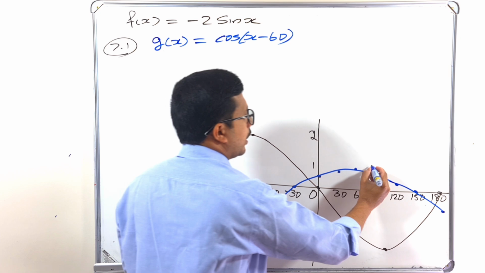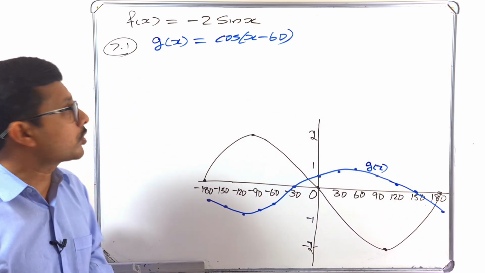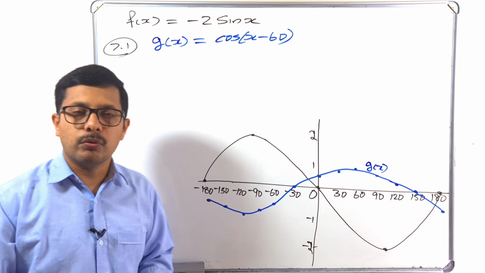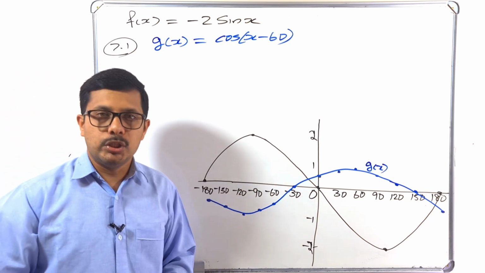So this is the graph of our g of x. That is the first question: draw the graph of g of x is equal to cos of x minus 60. So this blue one is the g of x graph.